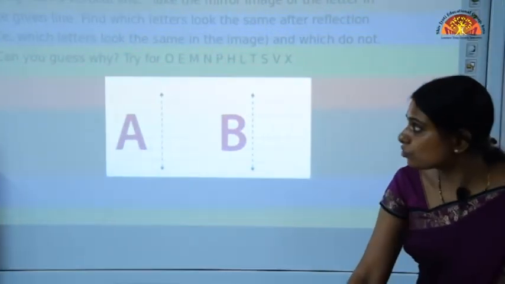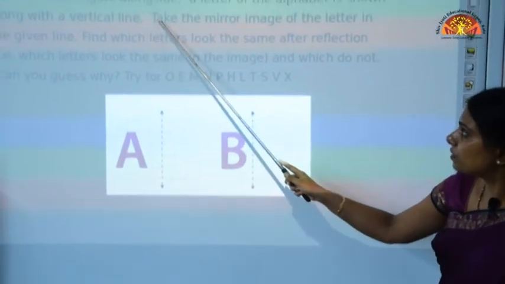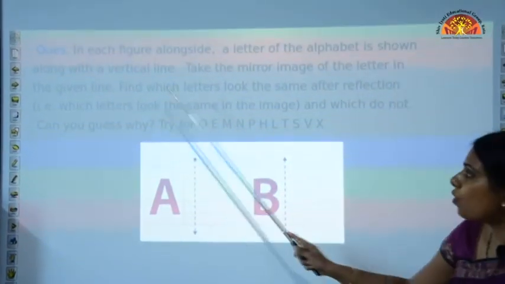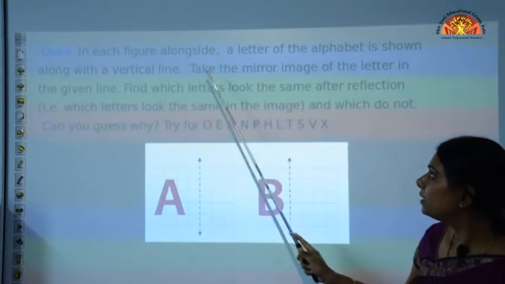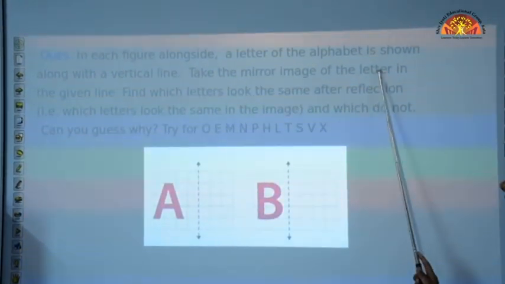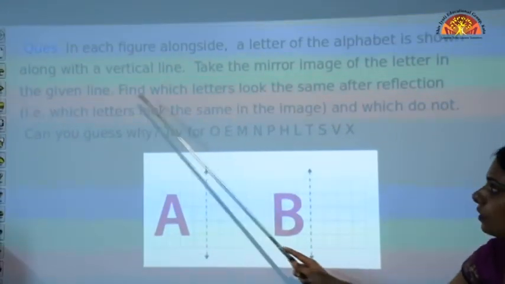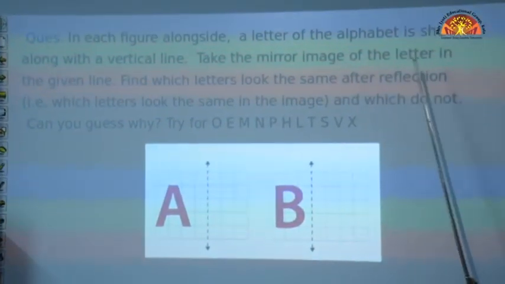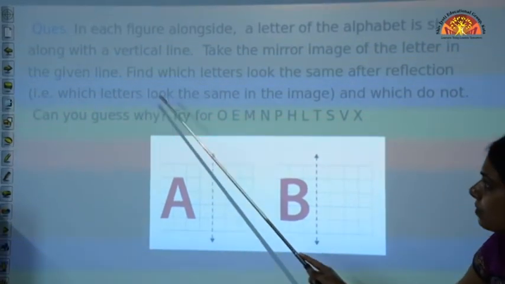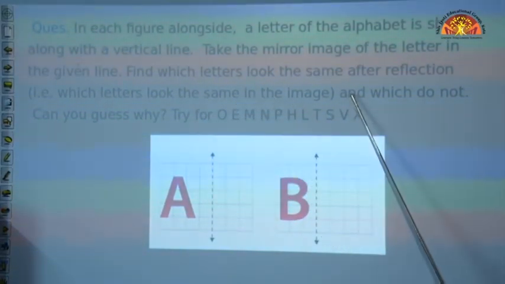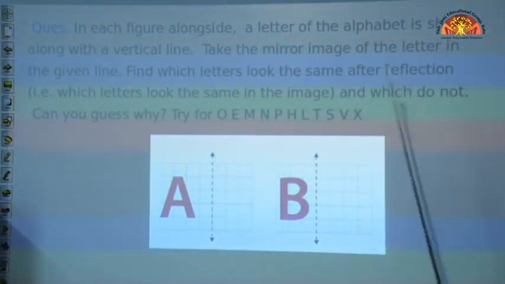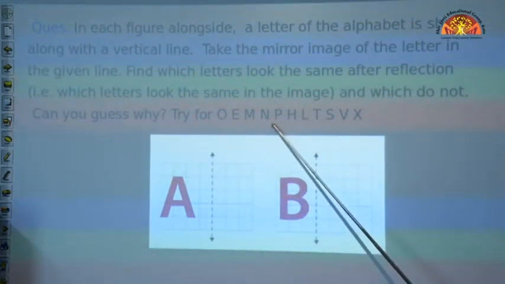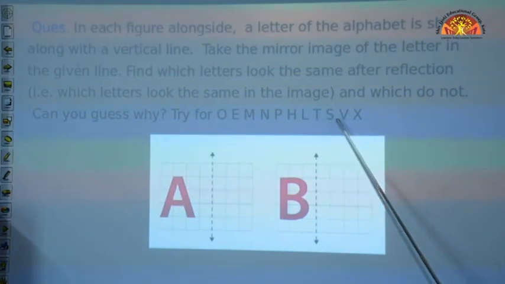Now see the next question, children. In each figure, a letter of the alphabet is shown alongside a vertical line. Take the mirror image of the letter in the given line. Find which letters look the same after reflection. That is, which letters look the same in the image and which do not. Can you guess why? Try for O, E, M, N, P, H, L, T, S, V, X.